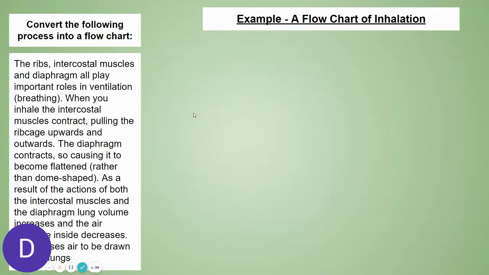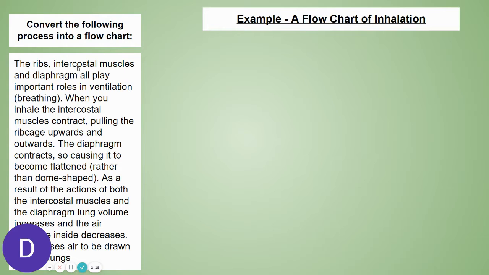Okay, so let's have a look at an example. This is the flow chart of inhalation. This is information taken from GCSE. Here's the task: take this information and convert it into a flow chart. So it's just a paragraph of information. There is a sequence of steps in there.